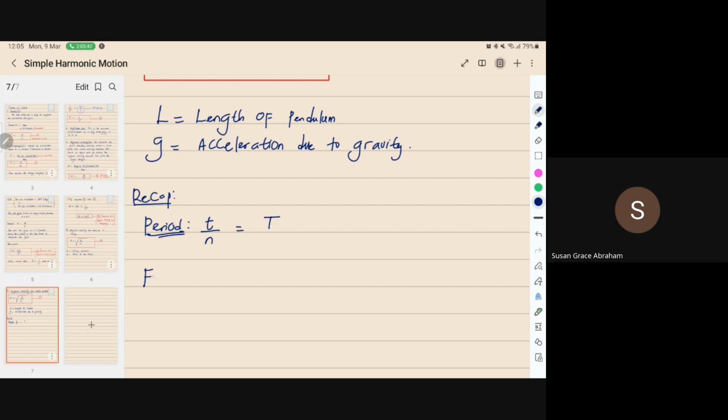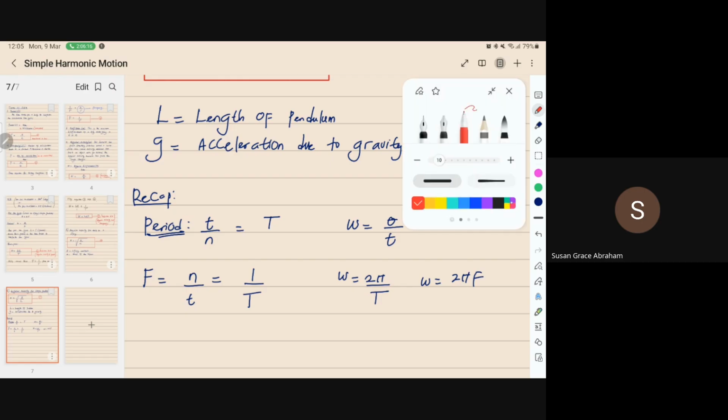They will say that frequency is simply the number of oscillations over time, and that is simply what we introduce as f to be 1 over T. Now I brought about your angular velocity, which is theta over t. But when it completes one cycle, it becomes 2 pi over T. Now, if you can remember that 1 over T is f, you should also know that if you plug in, w is equal to 2 pi f.